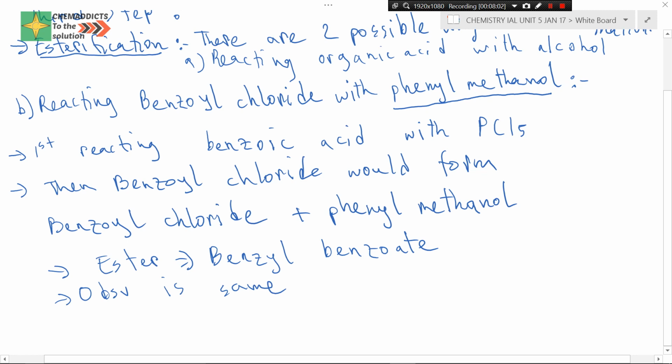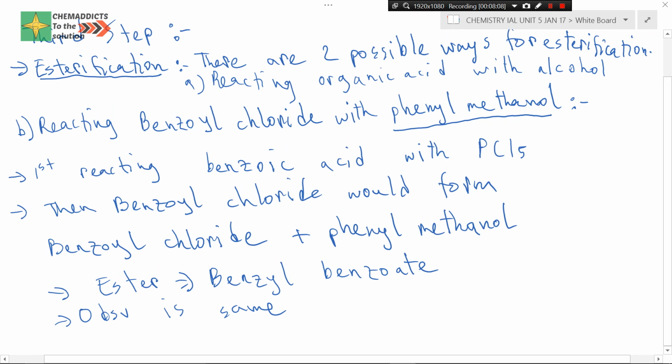And finally we get the ester. Here, what we are doing is carrying out esterification. Before, we discussed reacting an organic acid with an alcohol, reacting benzoic acid with phenyl methanol. Now we're going to discuss reacting benzoyl chloride with phenyl methanol. First, reacting benzoic acid with PCl5, benzoyl chloride forms. Then we react benzoyl chloride with phenyl methanol, and finally we get the ester, benzyl benzoate.